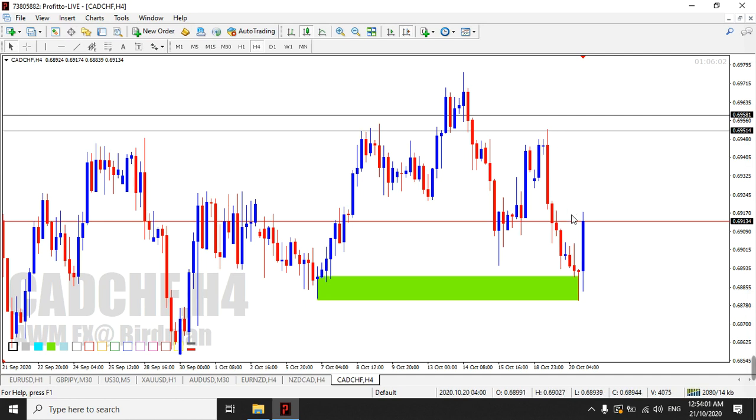So this is a perfect QML setup and your potential take profit. This is how, by using mapping and QML, you can identify your stop loss, your entry, and your TP point.